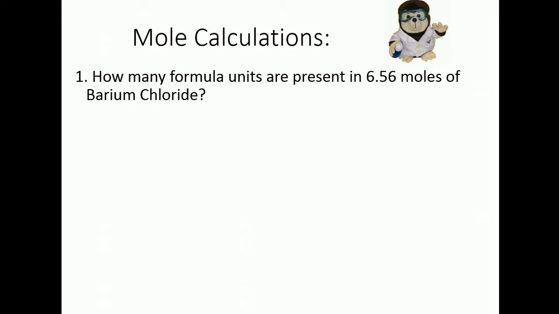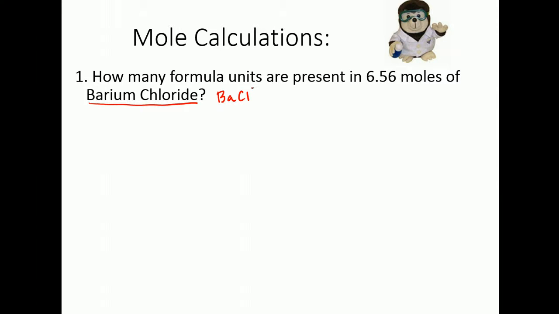So number 1, how many formula units are present in 6.56 moles of barium chloride? Now first of all, before you get all crazy with your calculator, make sure you understand when you see barium chloride, we have to use nomenclature rules to obtain the correct formula. I get many students that read barium chloride and they write BaCl. But those are the two ions, but that's not the correct formula. We have to rely on our ionic nomenclature rules to help us write the formula properly.